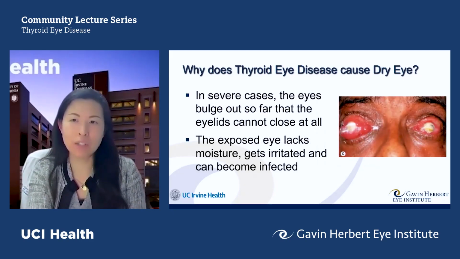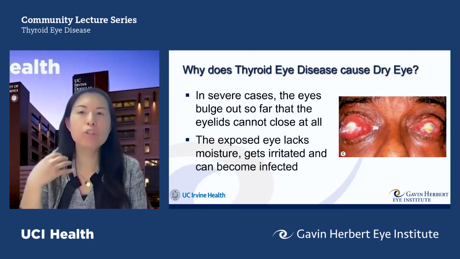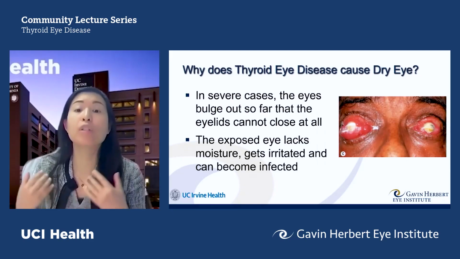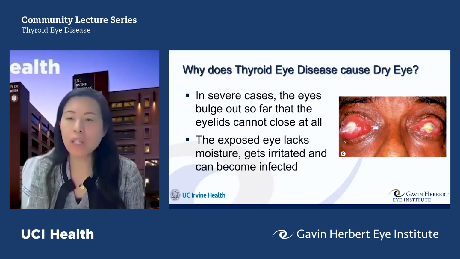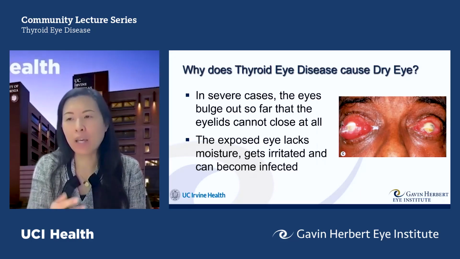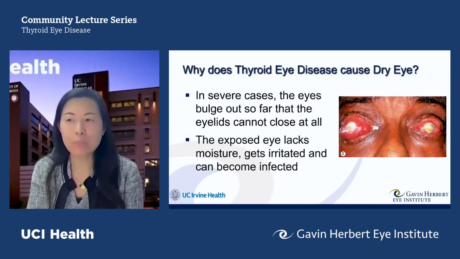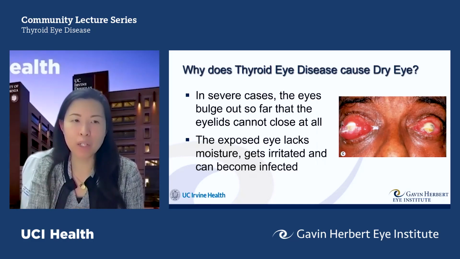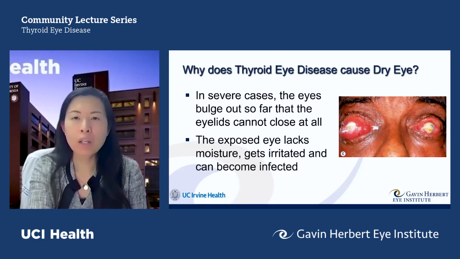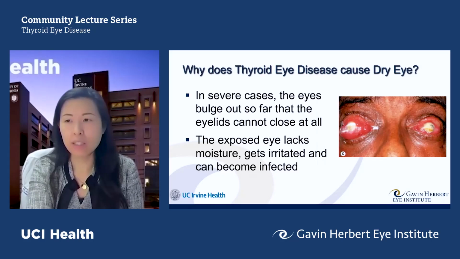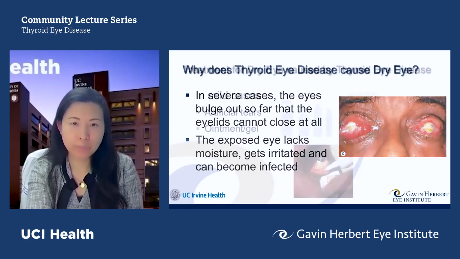In really severe cases, the eyes bulge out so far that the eyelids can't close at all, and the exposed area gets so dry, so irritated that the healthy cells slough off and that area can get really infected. So this is really, of course, a severe complication of the disease that we would never want to happen to anyone. So we want to definitely catch the disease before it gets this far.